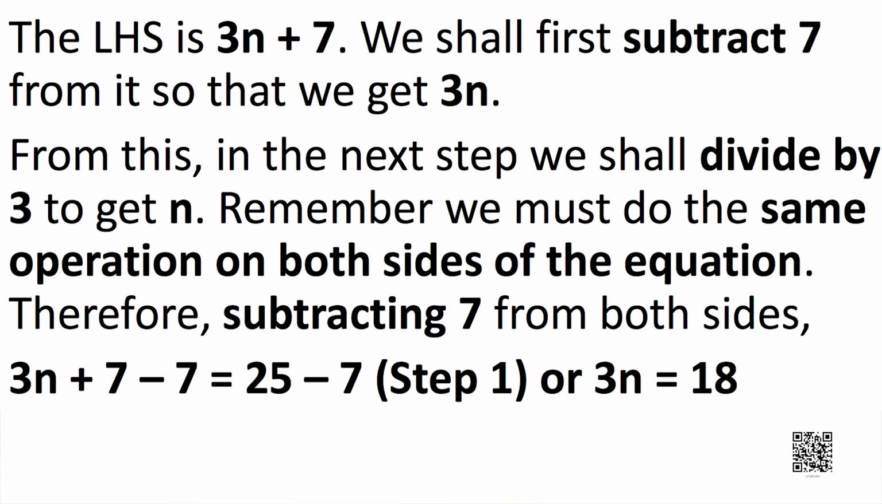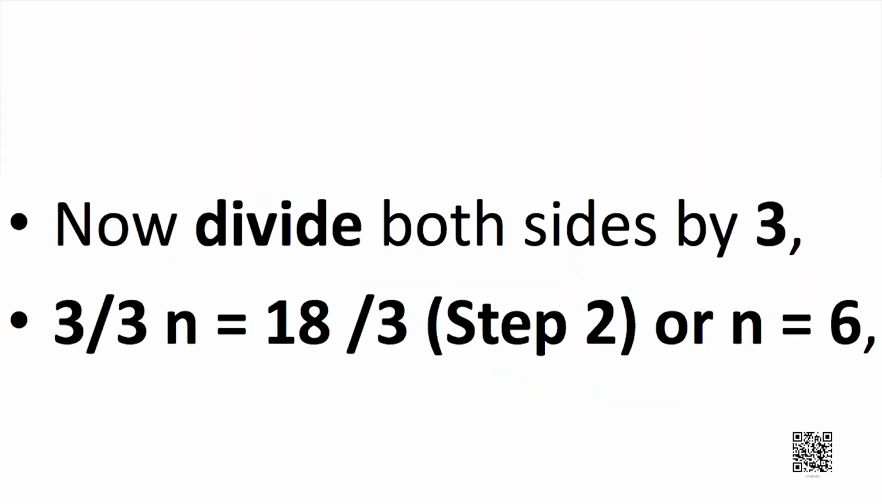So the equation is 3n plus 7 minus 7 is equal to 25 minus 7, which leaves us with 3n is equal to 18. Now we divide both the sides by 3. This gives us the equation 3n by 3 is equal to 18 by 3. Therefore, the solution is n is equal to 6. One good practice you should develop is to check the solutions that you have obtained.